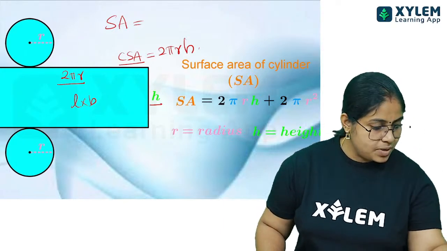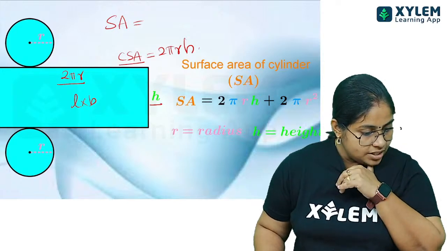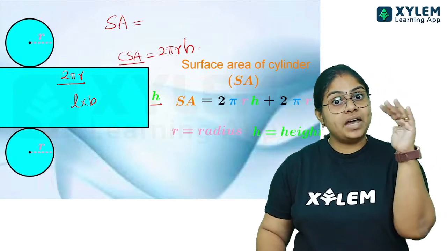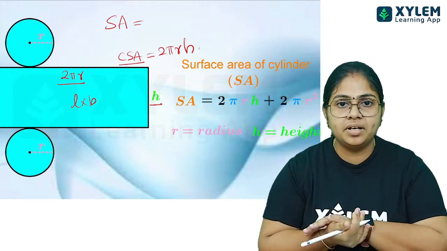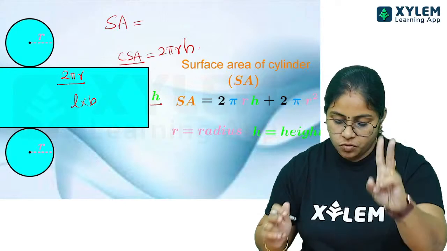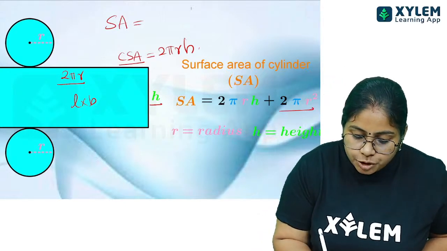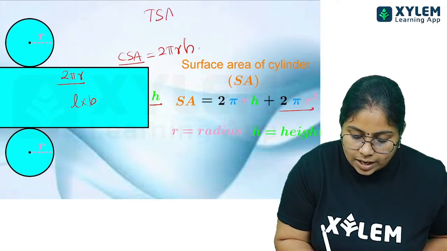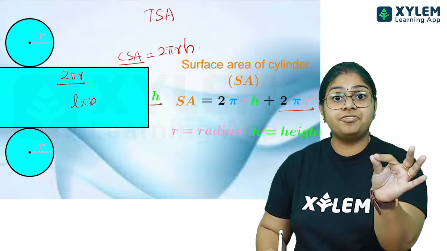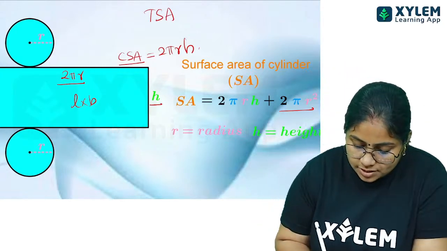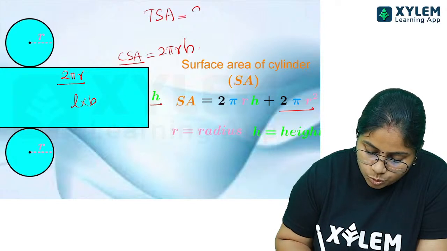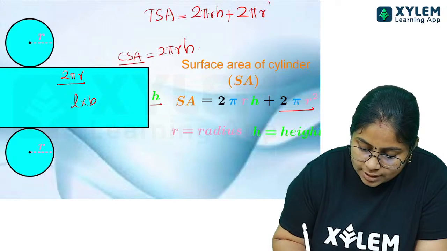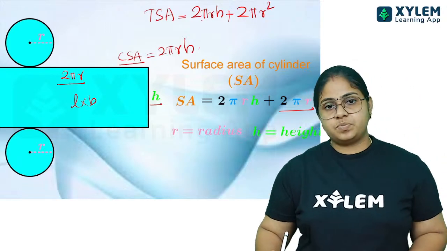Many children are writing 2 pi r h. Okay, children, what we have to do is add the base area. There are two bases, one at the top and one at the bottom, two circles, pi r square each. So we are getting 2 pi r square. The total surface area, we write it as TSA. Total surface area of a cylinder is equal to 2 pi r h plus 2 pi r square, that is, curved surface area plus base area.